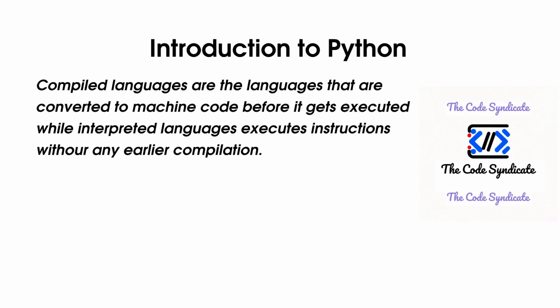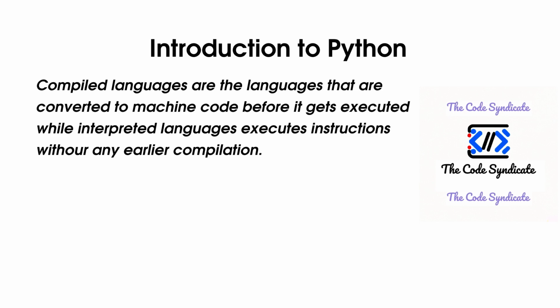Compiled languages are the languages which are converted to machine code before they get executed. That means first you convert your code to machine code with the help of a compiler and then execute it. While interpreted languages execute instructions directly without earlier compiling.